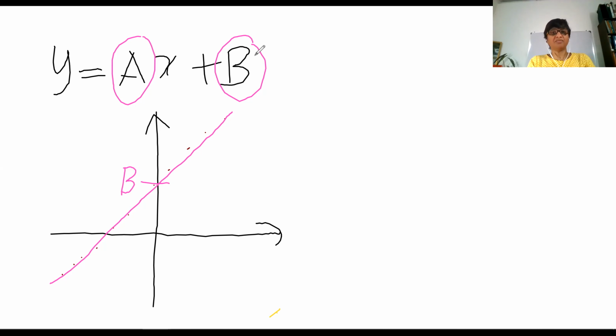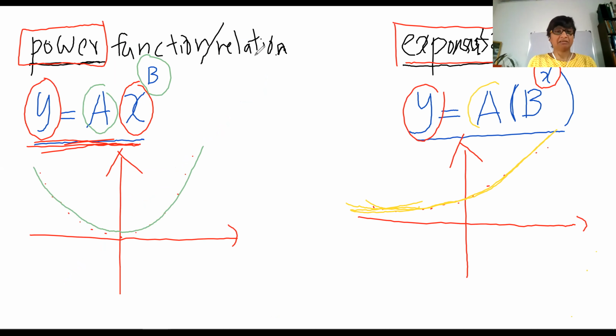But for a curve graph, no feature of the curve has any connection to these a and b numbers in the function equation. So we can use log to turn these two types of relationships, these curvy graphs, into a straight line. After that, we can find this a and b. That's what we are going to see here. I will show you how that is done.